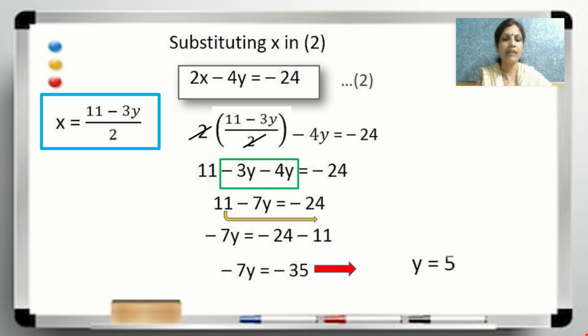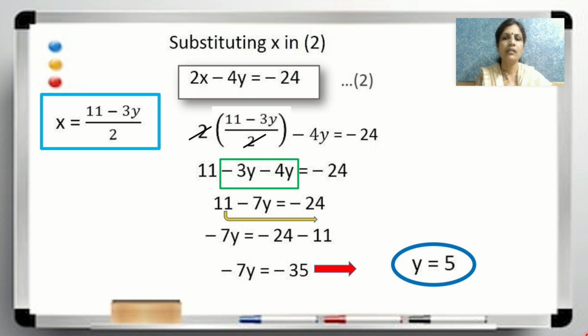And therefore we'll get the value of y as 7 fives are 35. So y is equal to 5 is the value of y here. Alright, now we want the value of x. So this value of y we will substitute in any of the equations above. That means you can substitute this either in equation 1 or in equation 2.